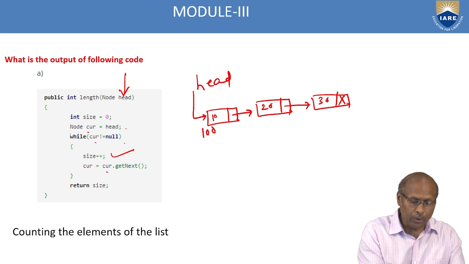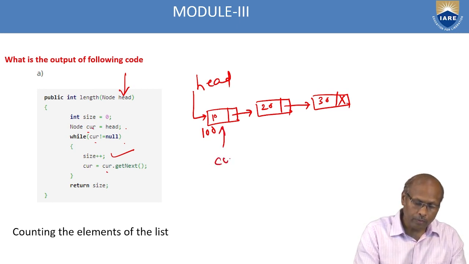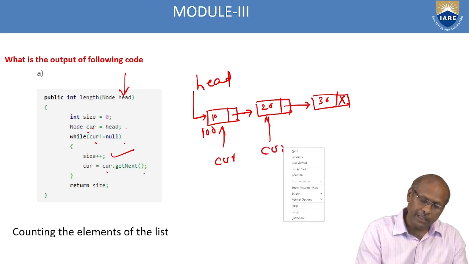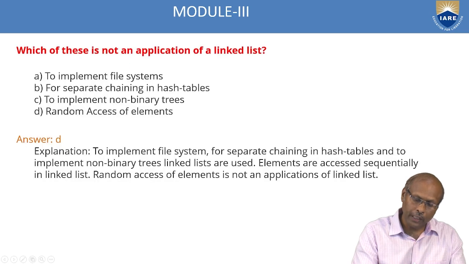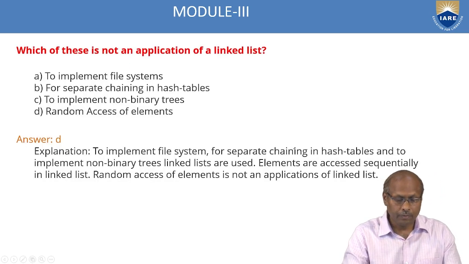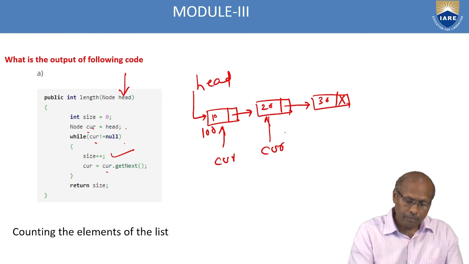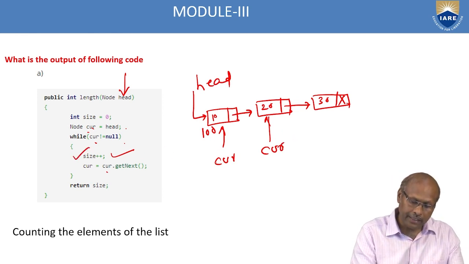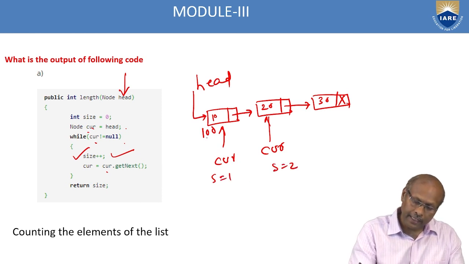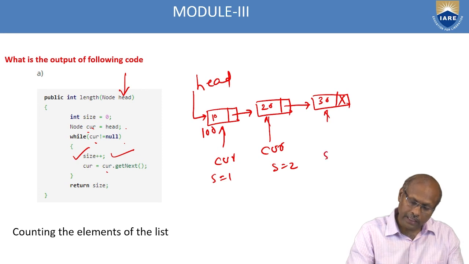So if you observe here, current equals head. That means current is pointing to the first node. Then, current is not null? Yes. Go inside. Current equals current of next. See, current dot get next means it is going to the second node. So the current pointer is pointing to the second node. Every time, the size is incrementing. Here size is 1. Here size is 2. Then again current goes to this. Size is 3.